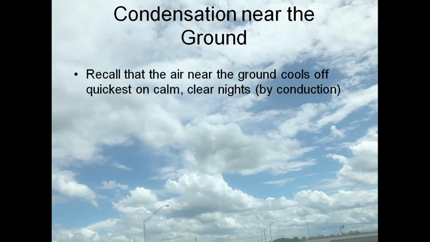Recall from a previous video that air near the ground cools off quickest on calm, clear nights by conduction. Air sits on the ground, there's no incoming solar radiation, it's nighttime, and the earth is emitting radiation, so the ground is cooler. The air sitting on that cold ground actually gets colder at the surface. Same thing with heat by conduction.